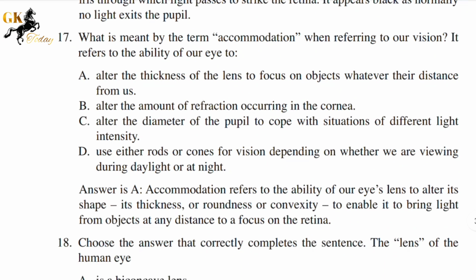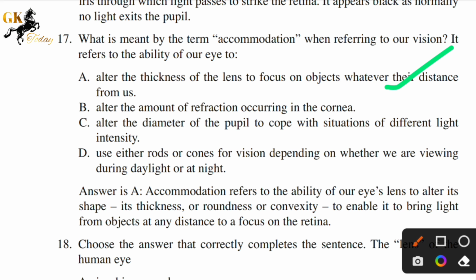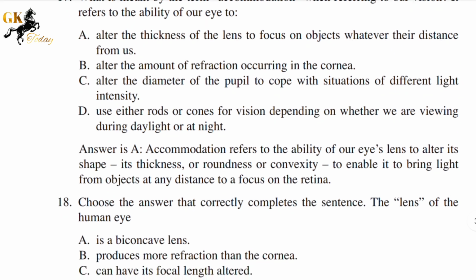What is meant by the term accommodation when referring to our vision? It refers to the ability of our eye to alter the thickness of the lens to focus on objects whatever distance they are from us. Option A. Repeated question. Okay, next.